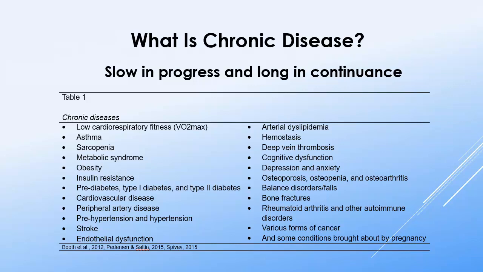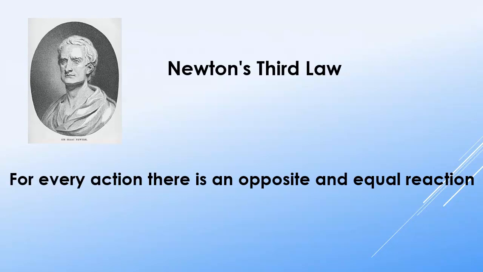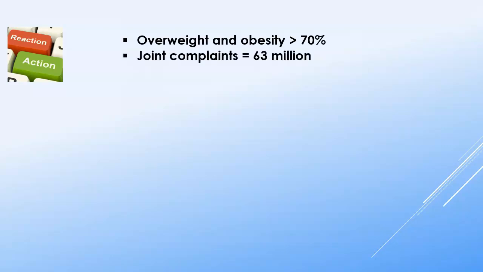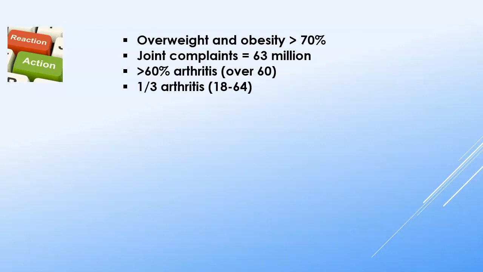So let's start putting some stuff together here, and we're going to do that with Sir Isaac Newton and Newton's third law, which states, for every action, there is an opposite and equal reaction. The reaction to the sedentary lifestyle adopted by a majority of U.S. adults is an overweight and obesity rate of greater than 70%. More than 63 million U.S. adults complain of joint pain, and by conservative estimates, close to 60% of individuals over the age of 60 have some form of arthritis, as do 1/3 of individuals between the ages of 18 and 64.